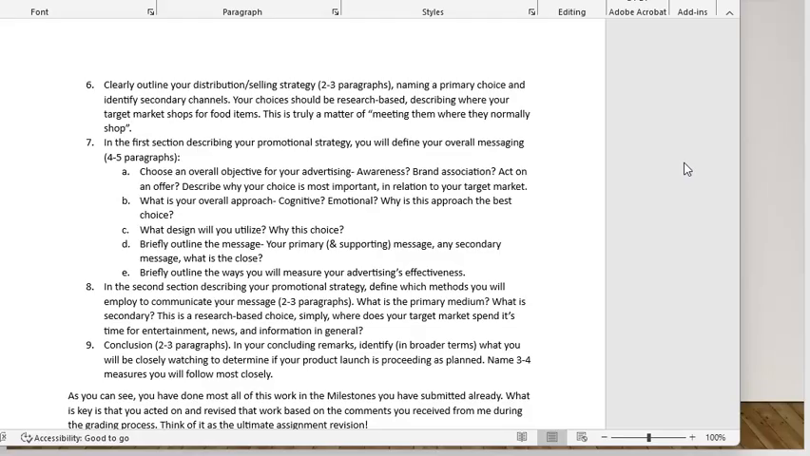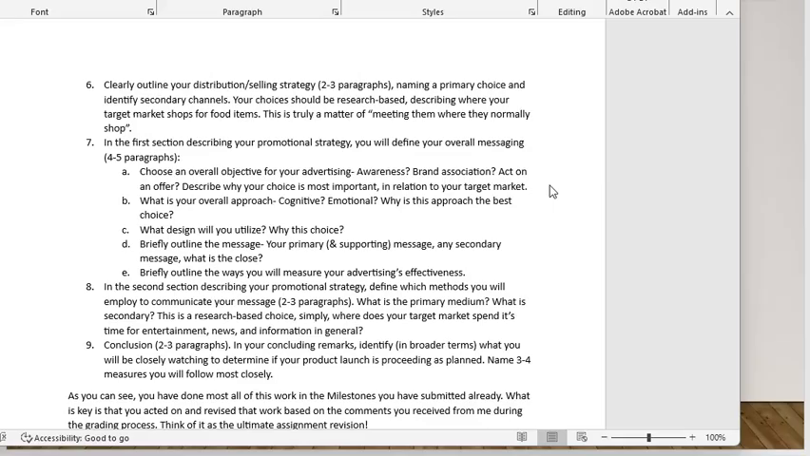Your intuition, while interesting, is not good enough for this. So in the first section of your promotion, let me stop here. I know I haven't given you feedback on milestone 4, but I will get that to you the next day, I promise. So you'll have enough to finish this up. You want to clearly outline your distribution strategy, and you talk about your promotional strategy, and then you want to talk about what's your overall objective of your advertising: awareness, brand association, acting on an offer, whatever it is.